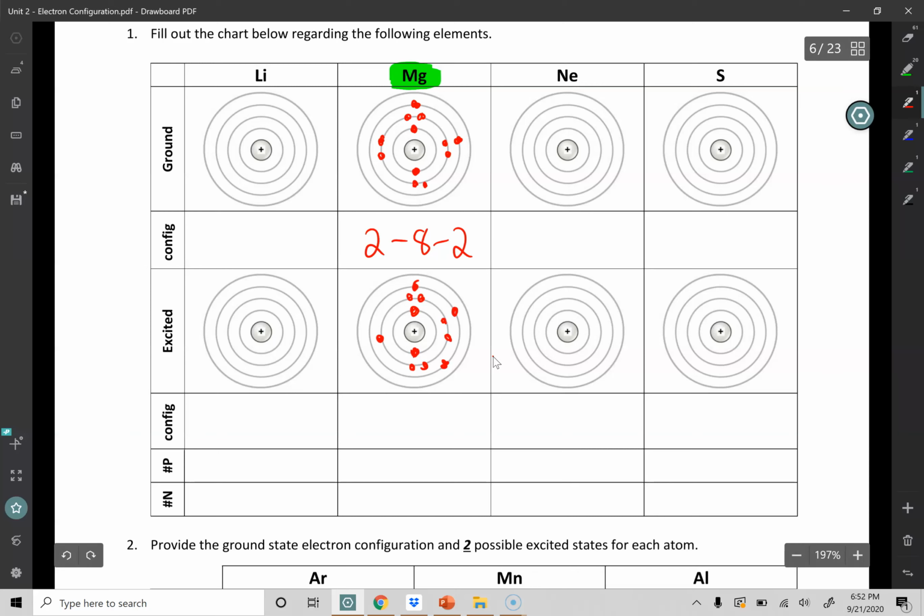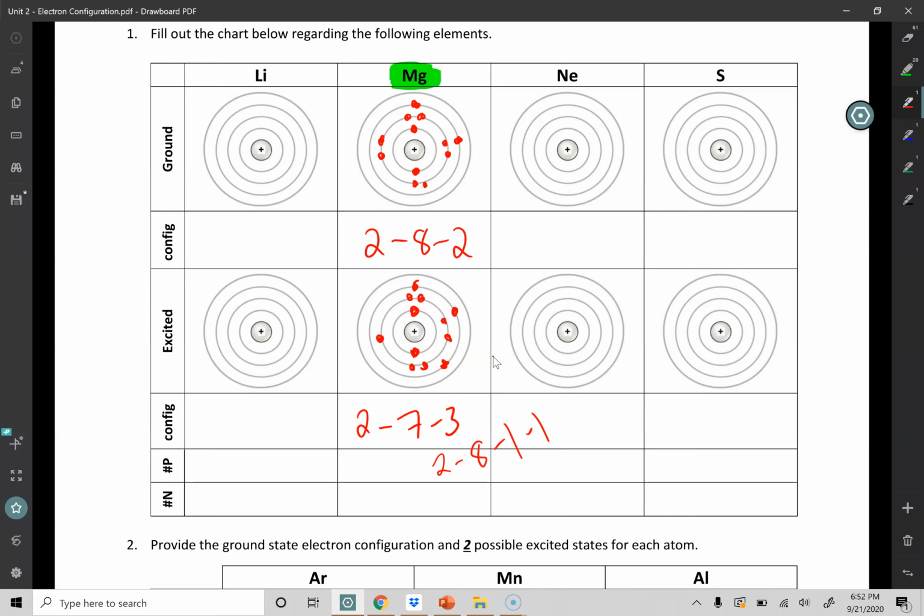So maybe I've got 3 in the third energy level. I know that's an excited state configuration because not all of the electrons are as close to the nucleus as possible. One of them has been promoted into the third energy level. Another really easy way to do it is to take 1 electron from the outermost energy level and bump it 1 further. So something like 2-8-1-1. That's an excited state.